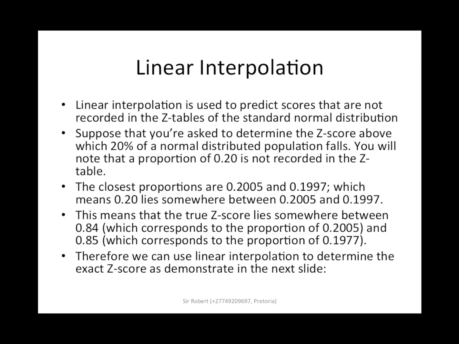Linear interpolation. Linear interpolation is used to predict the scores that are not recorded in the Z tables of the standard normal distribution. Suppose that you are asked to determine the Z score above which 20% of a normally distributed population falls. You note that a proportion of 0.2 is not recorded in the Z tables. The closest proportions are 0.2005 and 0.1997, which means 0.2 lies somewhere between these two. This means that the true Z score lies somewhere between 0.84 and 0.85.